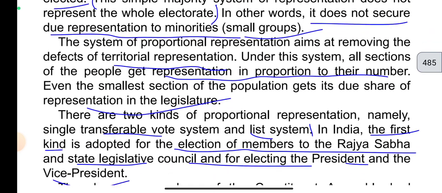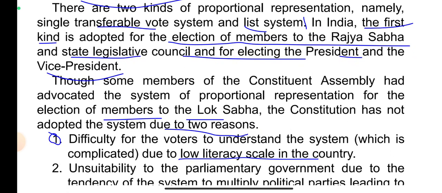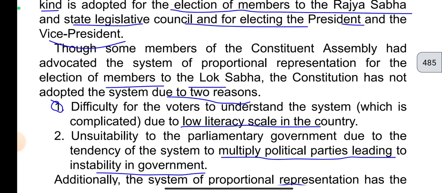The system of proportional representation aims at removing the defects of territorial representation. Under this system, all sections of the people get representation in proportion to their number. Even the smallest section of the population gets its due share of representation in the legislature. There are two kinds of proportional representation, namely single transferable vote system and list system. In India, the first kind is adopted for the election of members to the Rajya Sabha and State Legislative Council and for electing the President and the Vice President.